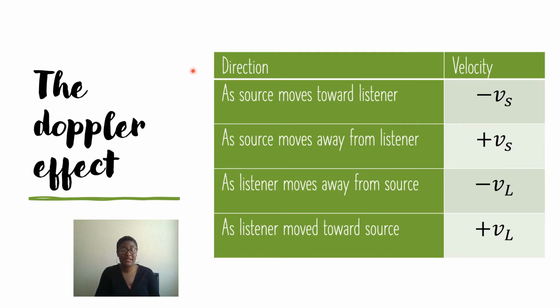I have picked up there's a little bit of confusion when you have to determine the sign in relation to the source moving, or the listener moving towards or away from the source. So here again is a very simplified summary. The direction: if the source moves towards the listener, the velocity Vs will be negative. If the source moves away from the listener, the velocity of your sound source will be positive. If the listener moves away from the source, then that velocity is negative. And if the listener moves towards the source, the velocity is positive.